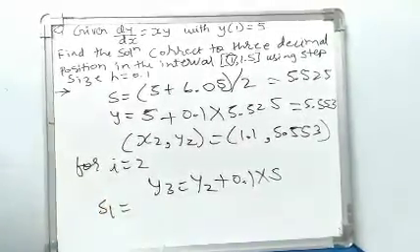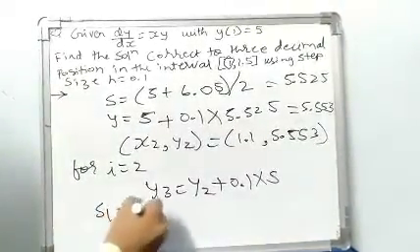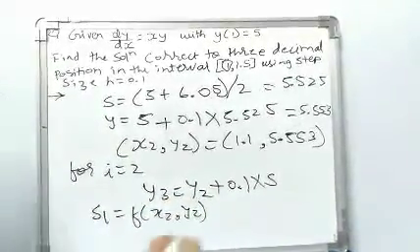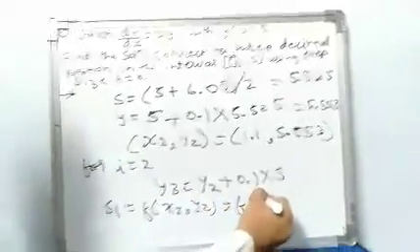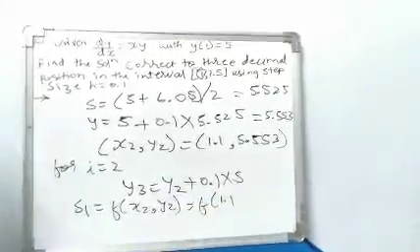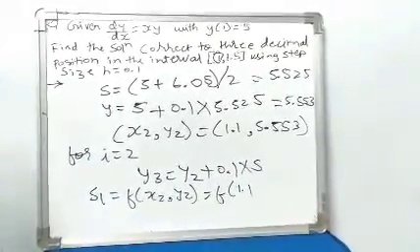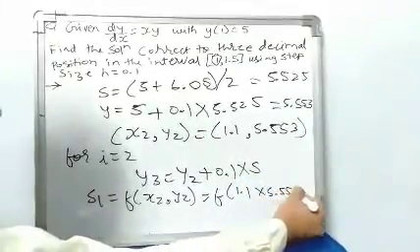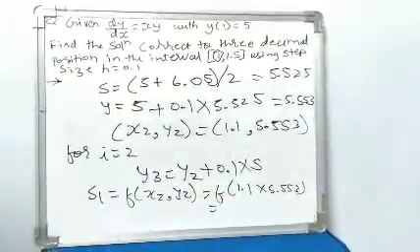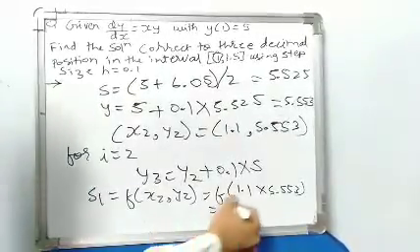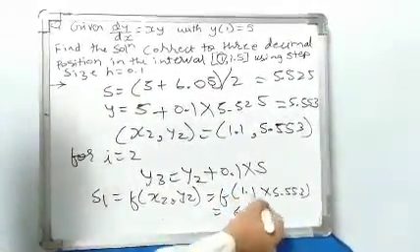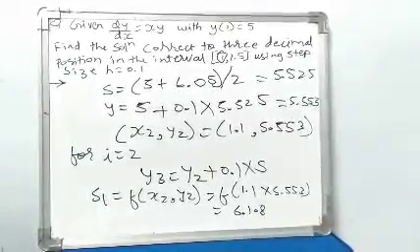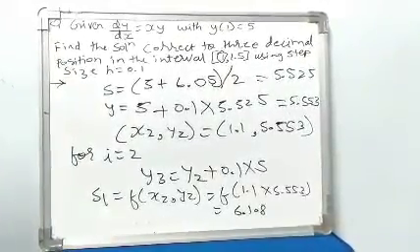s1 is equal to f of x2 comma y2, that is equal to f of 1.1 into 5.553, which you get as 6.108. So we got s1. Now we need to calculate s2.